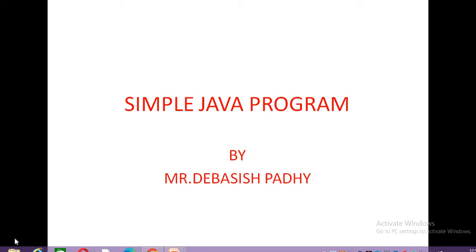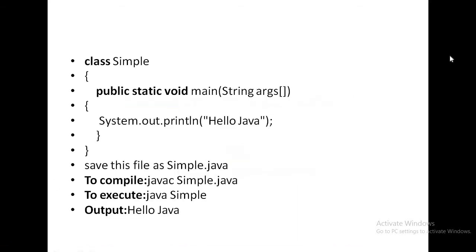So let us start today's class. How to write a simple Java program and execute the Java program. So this is a simple Java program, and you know that Java is an object-oriented program. So if you want to write a Java program, then you must write one class for the Java program.